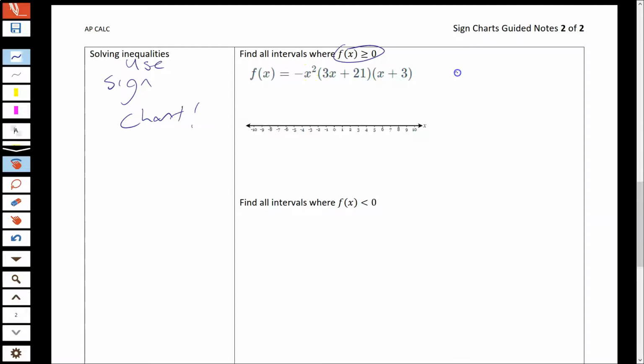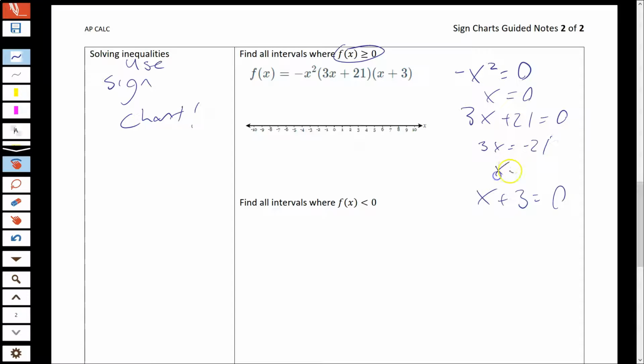The first thing we're going to do is find the zeros. So I have negative x squared equal to 0, 3x plus 21 equal to 0, and x plus 3 equal to 0. This, of course, just gives me x equals 0. This gives me 3x equals negative 21, and then x equals negative 7, and then this gives me x equals negative 3.